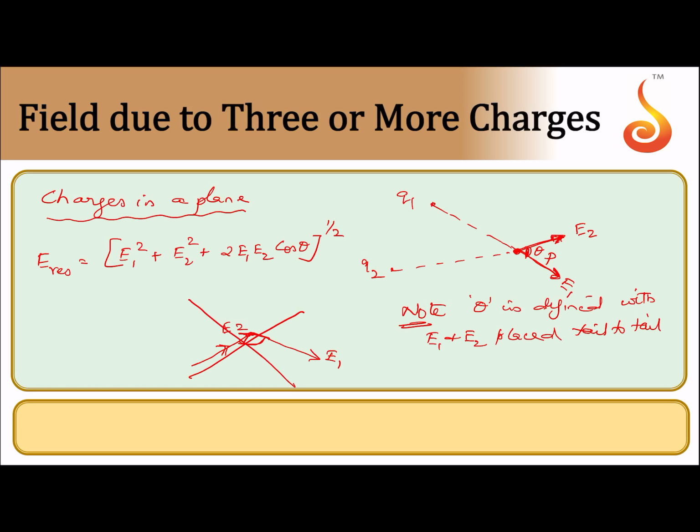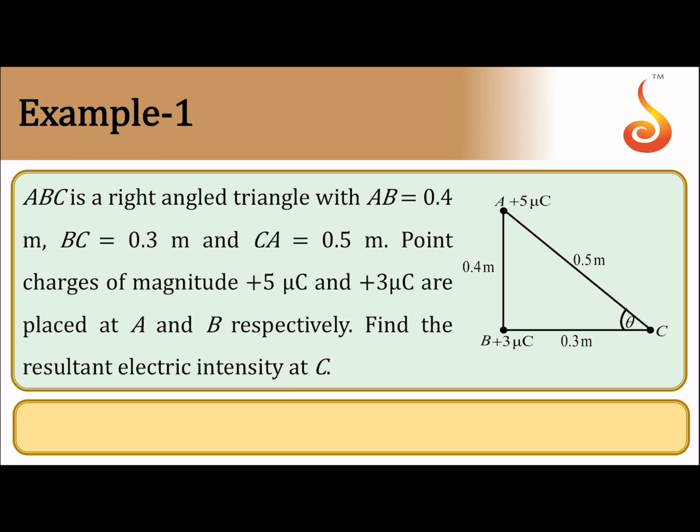Whenever you find the electric field, you have to place the tails of the two vectors together. Please note this down, mark it, because this is very important. This is a common mistake students make when they solve problems: they don't draw the vectors and get the angle theta correctly. So theta is calculated with the two vectors placed tail to tail, and the formula that you will use is E resultant equals the square root of E1 squared plus E2 squared plus 2 E1 E2 cos theta. Okay, so let us now go solve a problem. Here is an example.